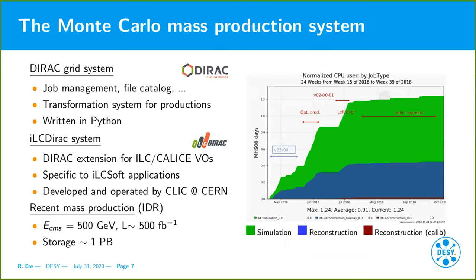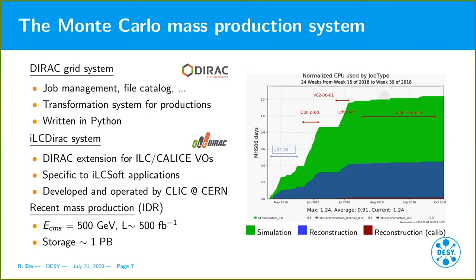I'll talk now about the production system, because we've actually produced a lot of data recently. It's based on the DIRAC grid system, which is basically a job management system and also provides a file catalog for us. In terms of the production system, there is the transformation system, which allows you to transform your data from simulation to reconstruction and so on. This is all in Python. On top of that, we have a specific tool called ILCDIRAC, which is the extension for the ILC and the CALICE VOs. You will find there some specific applications for LCSoft. It's operated and developed at CERN by the CLIC group, so we have a strong collaboration with them.